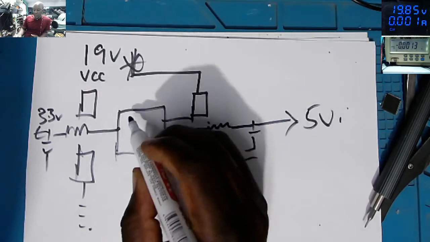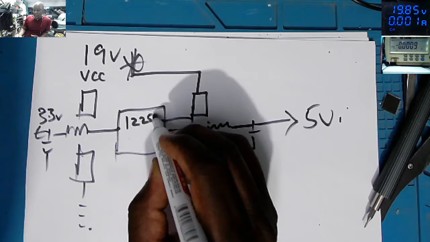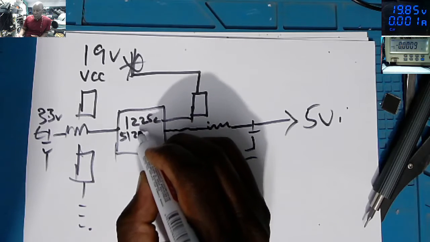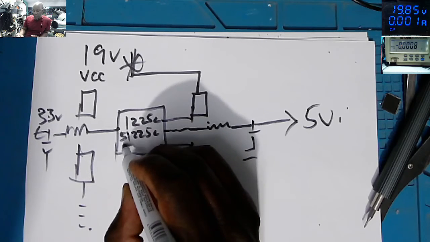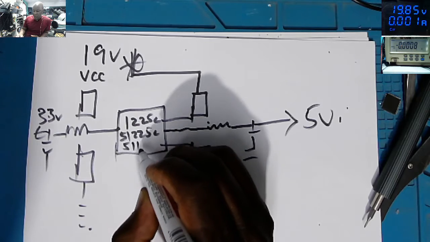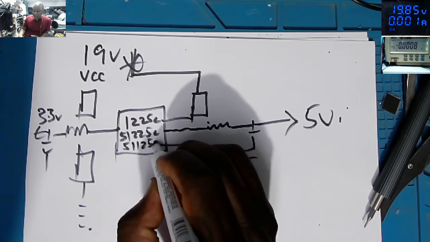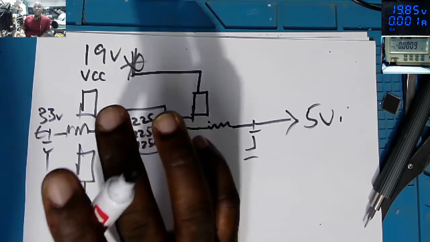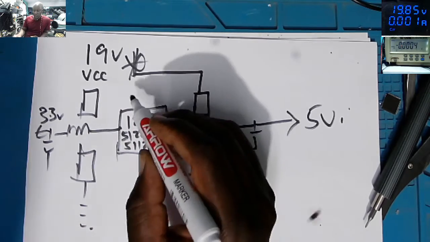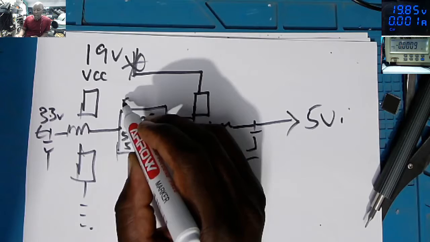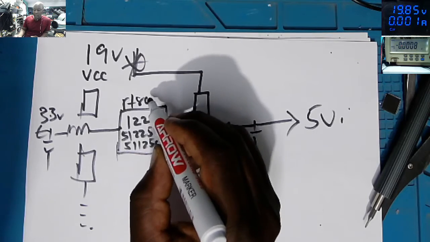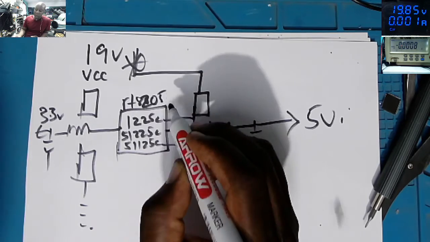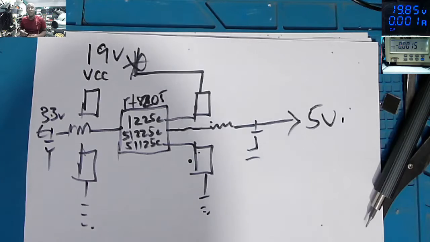This chip can be 51225C, 51125C. Can be, you find different kind of chips. Can be RT8205, so many kind of chips.